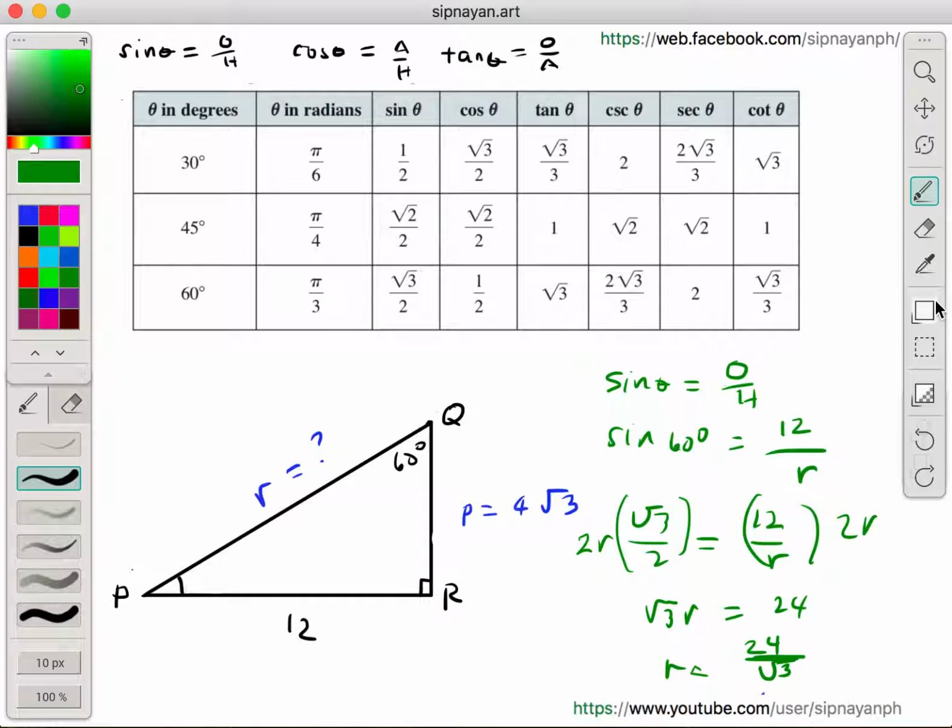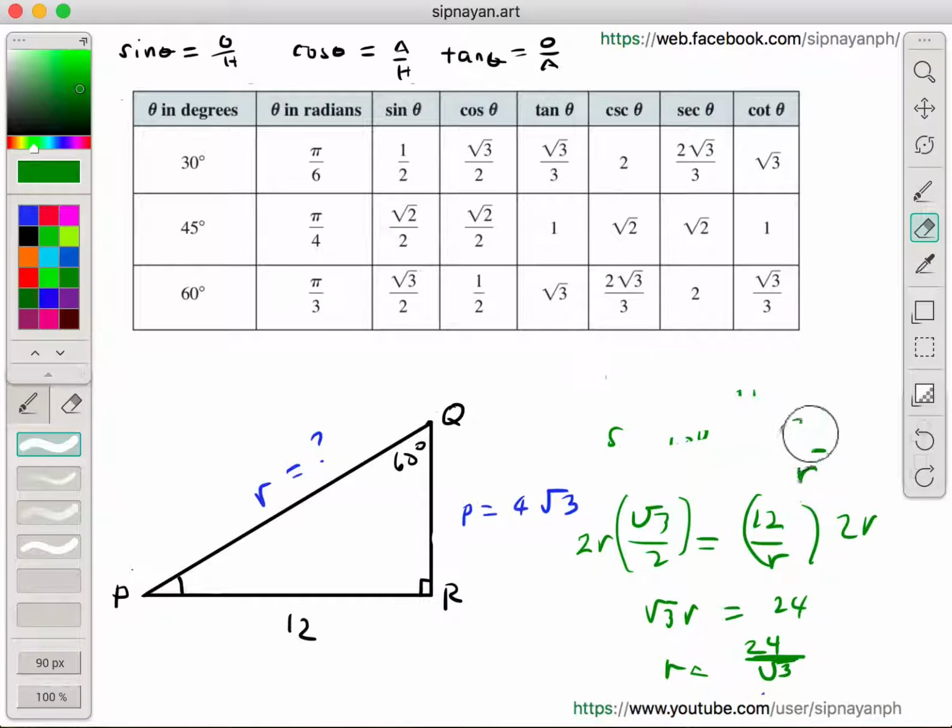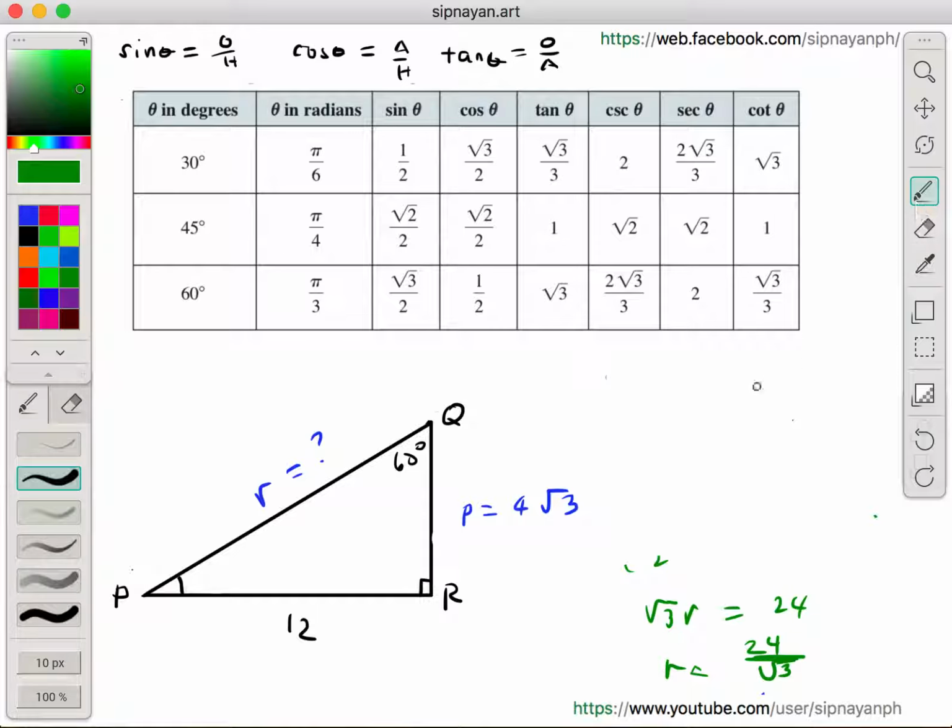So, R will become, again, ayaw natin ng square root sa denominator, no? Gusto natin i-rationalize. So, para maging ang R natin, which is 24 over square root of 3, multiply natin ng square root of 3 over square root of 3 para matanggal yung square root of 3 sa denominator. So, this is 24 square root of 3.